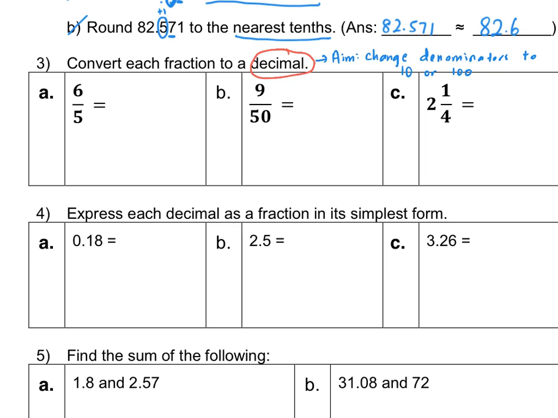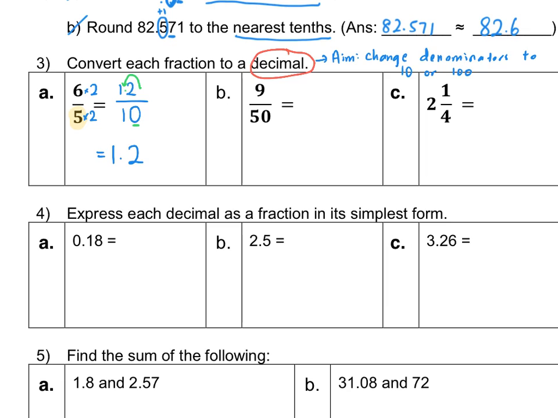Okay, so look at the denominator here, which is 5. From 5, how do you change to 10 or 100? Change to which number is easier? Change to 10. So 5 times what gives you 10? 5 times 2. So if you times 2 to the denominator, you have to times 2 to the numerator. Okay, so 6 times 2 gives 12 out of 5 times 2 gives 10. Do not stop here because they want it to be written as a decimal. Okay, so because it's the 10th place, you move the decimal point back by 1 decimal place. So your answer should be 1.2 for 3A.